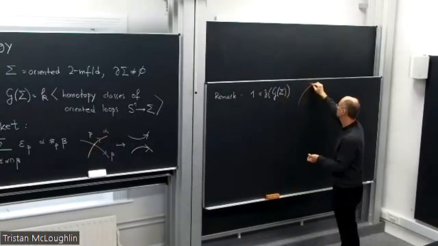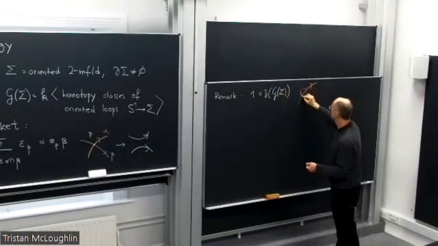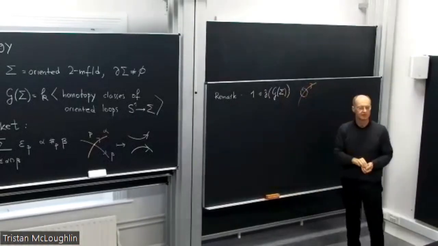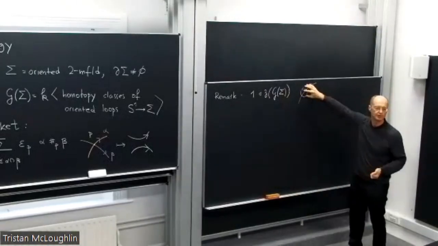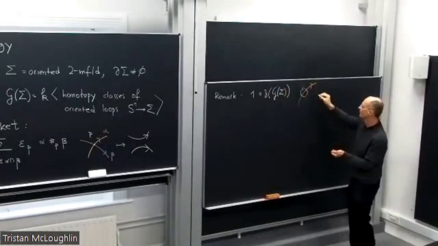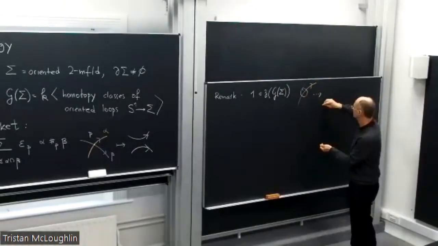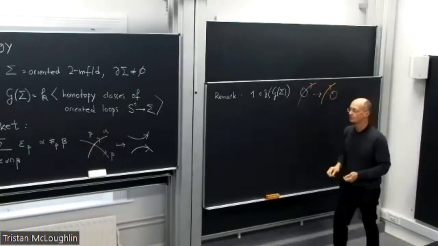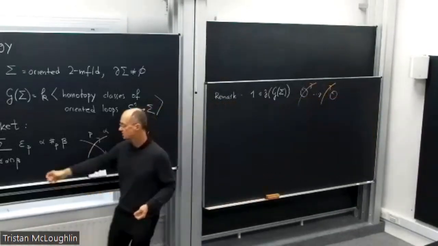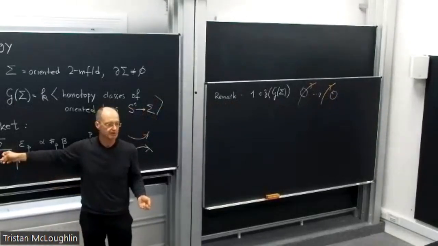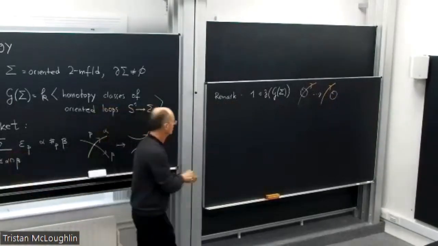Why is it the case? Well, you can imagine, right? Suppose you have a picture like this, then of course you can move it off the other curve, and there will be no intersection points. And when there are no intersection points in the sum, there are no terms. And the right hand side is zero.